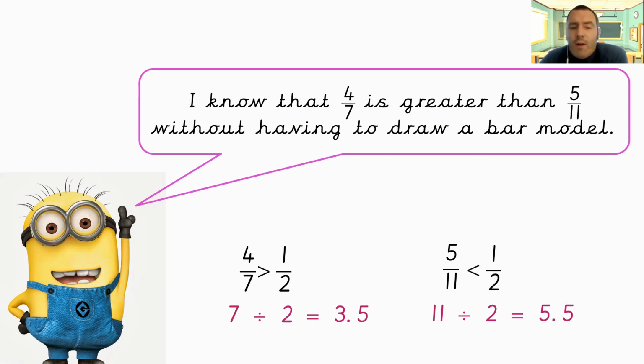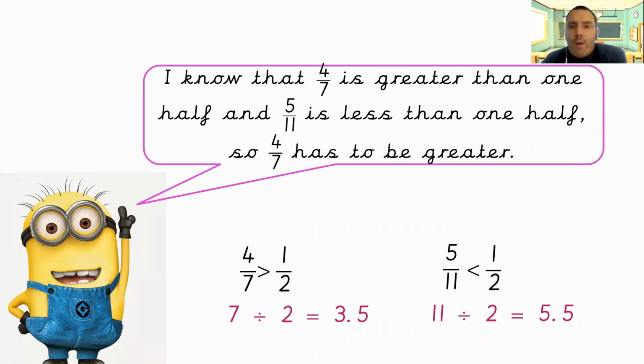So some of them we don't need to necessarily exchange or make them equivalent to each other. We can just use some number facts that we know. So we know that 4 is more than halfway through 7, and we know that 5 is less than halfway through 11. We can use that knowledge to put our fractions in order as well. So I know that 4/7 is greater than 1/2 and 5/11 is less than 1/2. So 4/7 has to be greater.